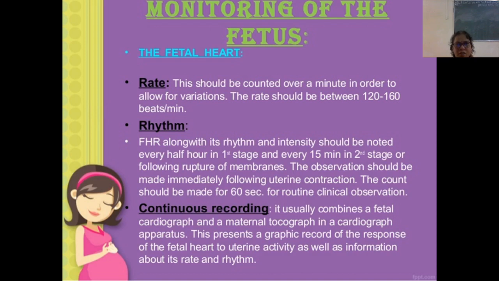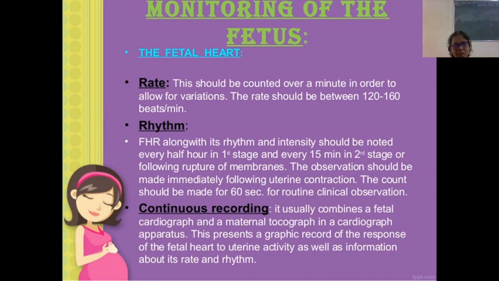Then monitoring of the fetus. The fetal heart rate should be counted every minute in order to allow for variation. For 1 complete minute you have to count the fetal heart. And the rate of fetal heart should be between 120 to 160 beats per minute.